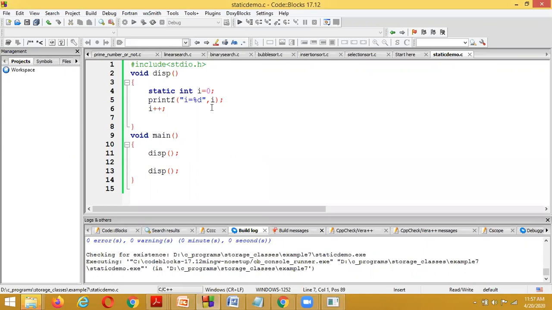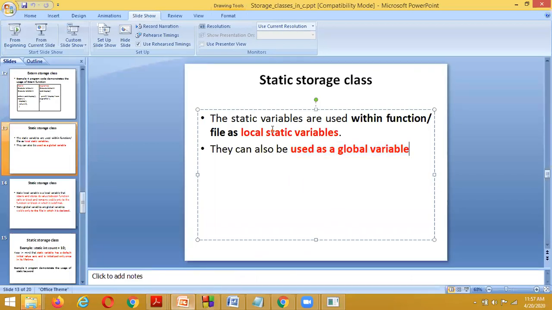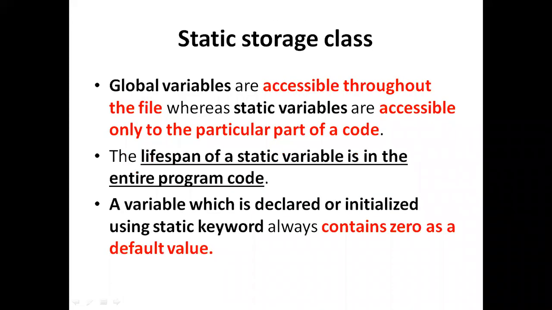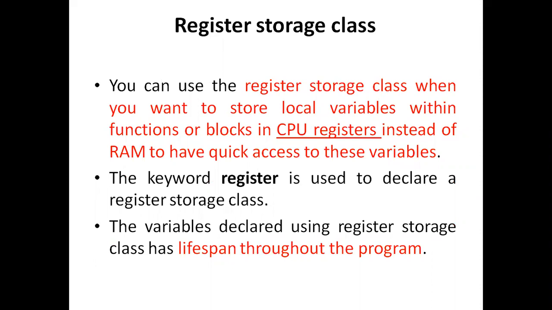This is all about the usage of static. The static variable is going to be accessed until the program is terminated. It can be declared as a local static variable, or it can also be declared as a global variable. This is all about the usage of the static variable. And now we are going to see the last variable, called register.